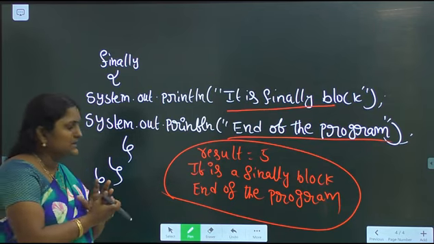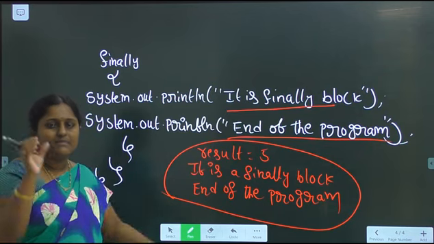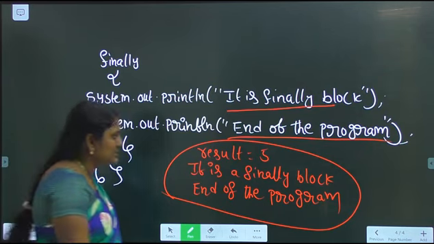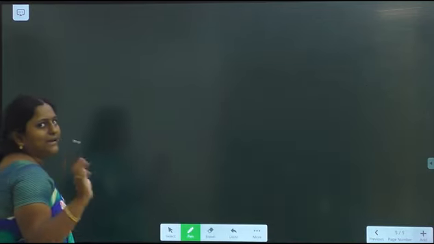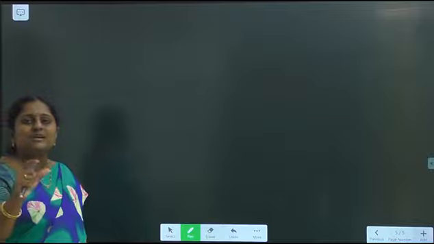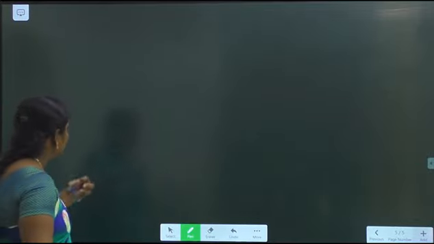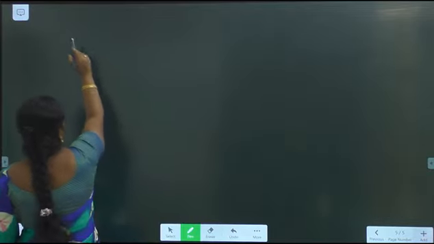Okay, next let us see the program. Working with the finally block, if an exception occurs in the try block and it is handled properly. Here I am defining one class. It is the second program.